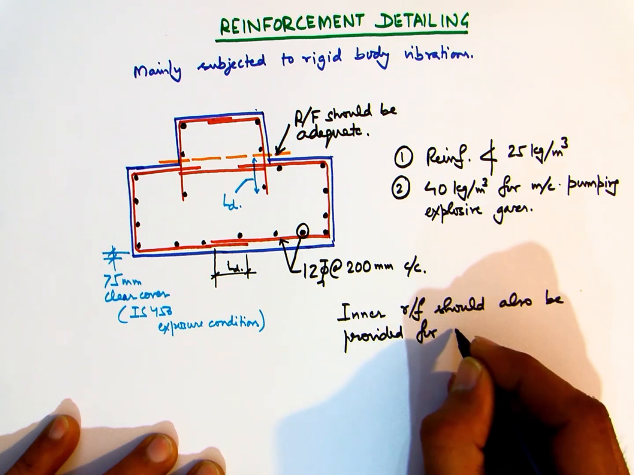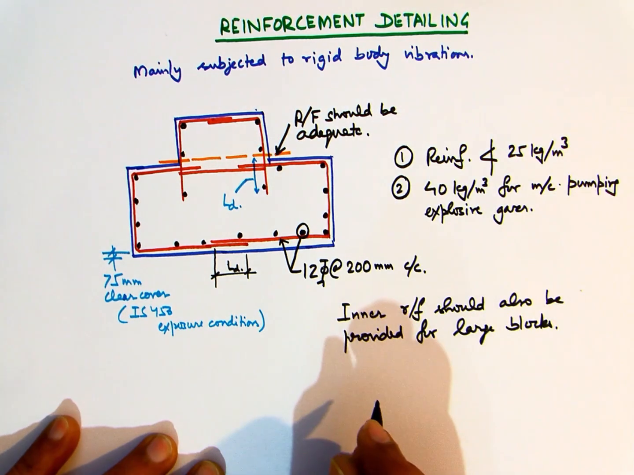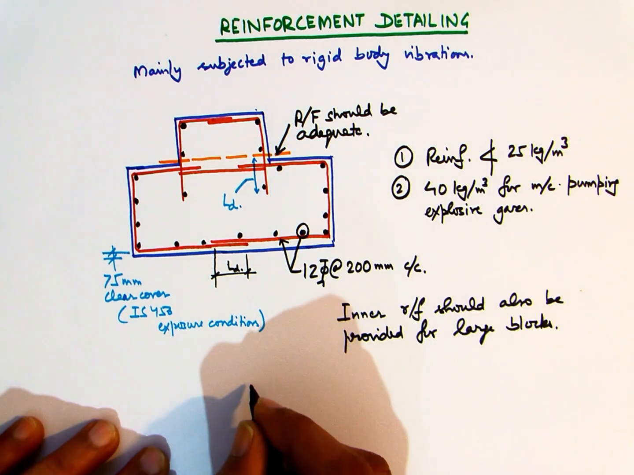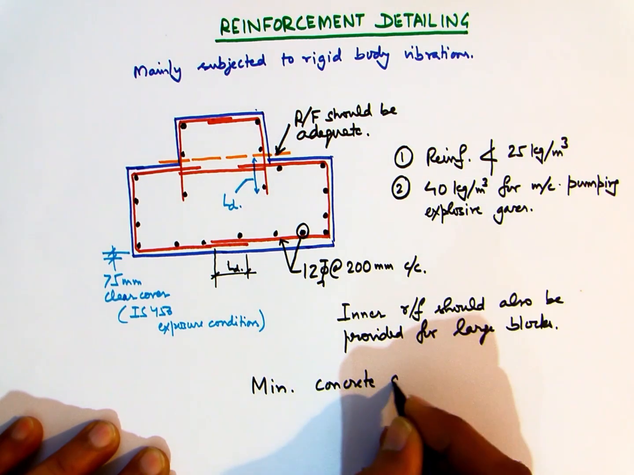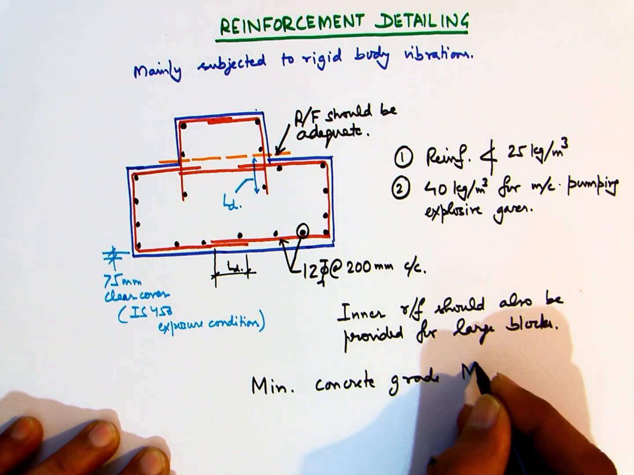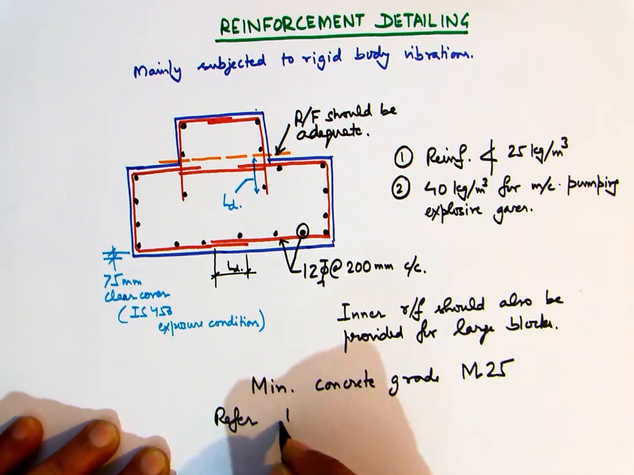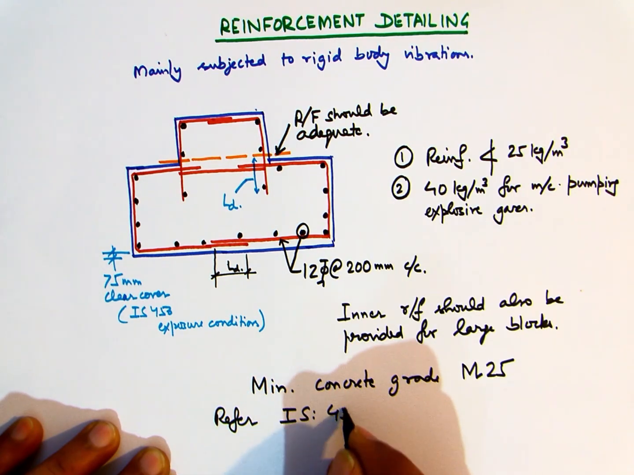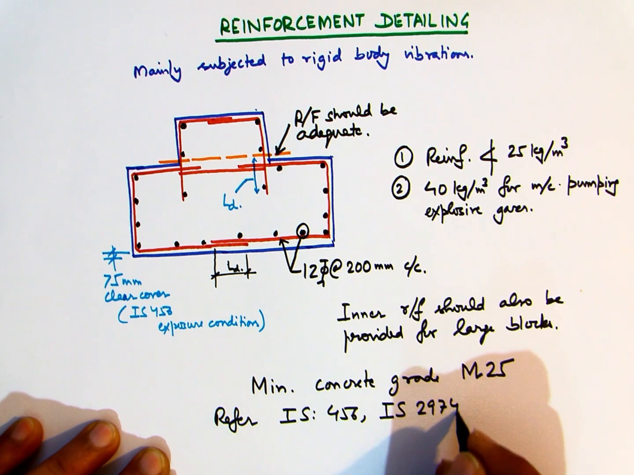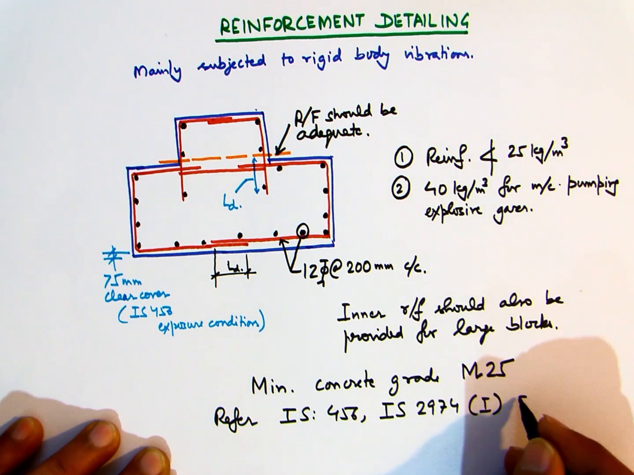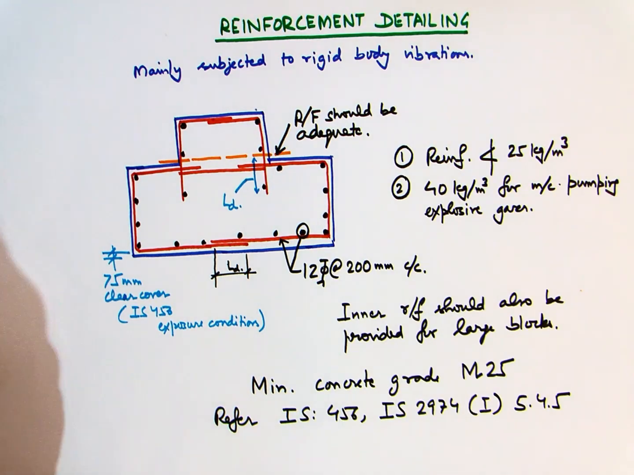However, if the block size is very large, then we may have to provide reinforcement inside the block also, so that it's within the minimum requirement of 25 kg per cubic meter or 40 kg per cubic meter, as the case may be. Now, as per IS 456, the minimum grade of concrete to be used should be M25. So for other provisions we must refer to IS 456 and IS 2974 part 1, especially clause 5.4.5 for reinforcement detailing.